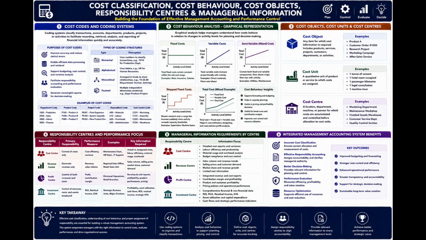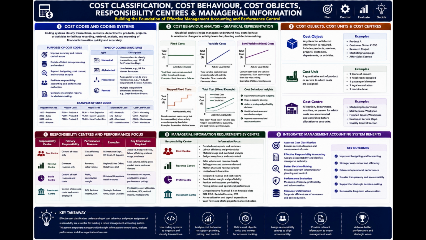A variable cost graph begins at the origin and rises proportionally with activity, reflecting costs such as direct materials and piece rate labor that vary directly with output. Semi-variable mixed costs contain both fixed and variable components, and therefore begin above the origin before increasing with activity, as illustrated by utility bills comprising standing charges plus usage costs.